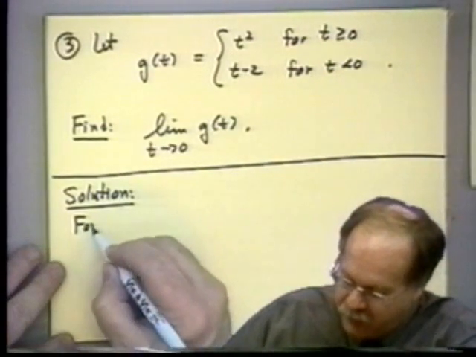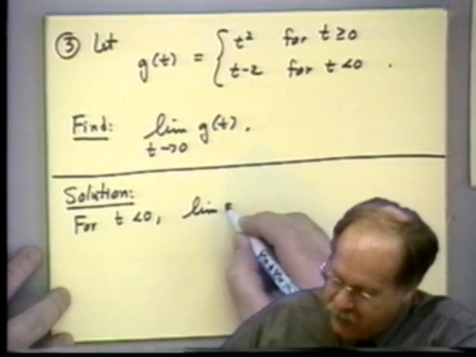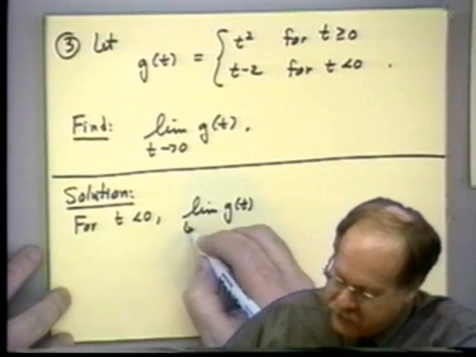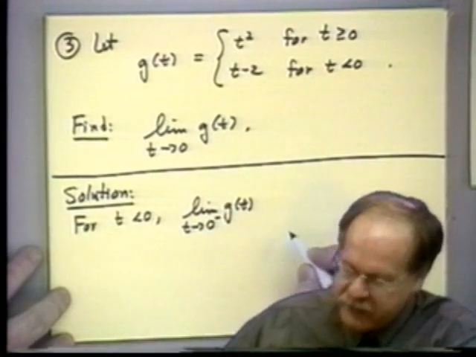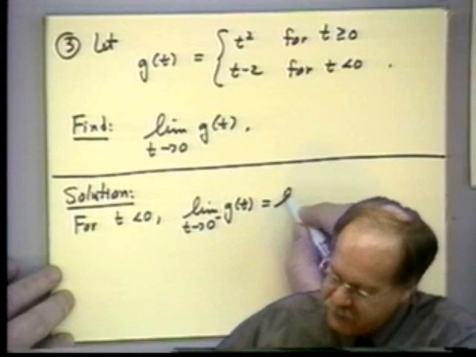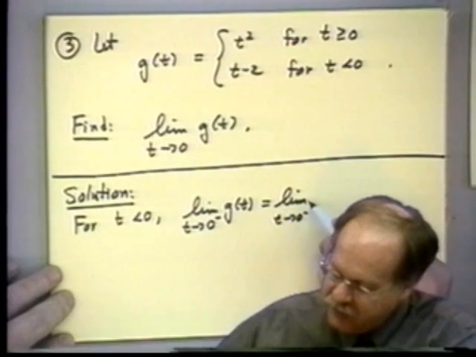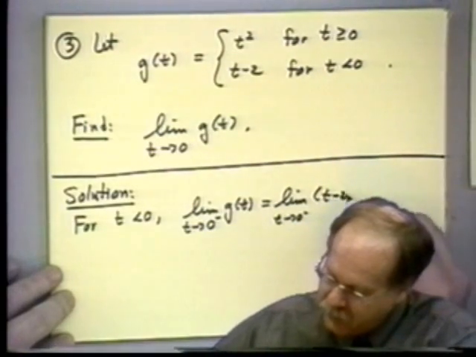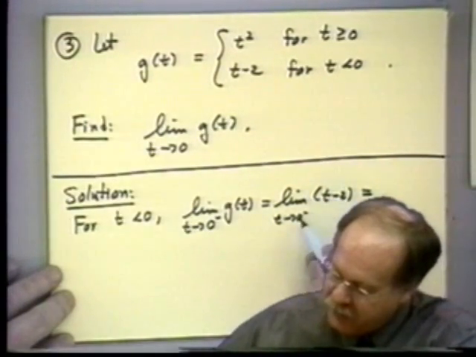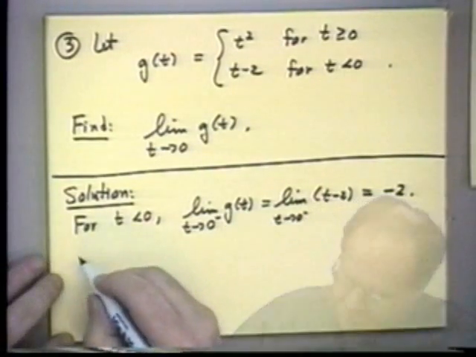So, for t less than 0, the limit of g of t is approaching 0 from the left, so I want to approach 0 with the little minus sign up there. What is that specifically? As t approaches 0 from the left, g of t is t minus 2. So it's t minus 2, and again with the polynomial I can just put the number in. That simply becomes minus 2.